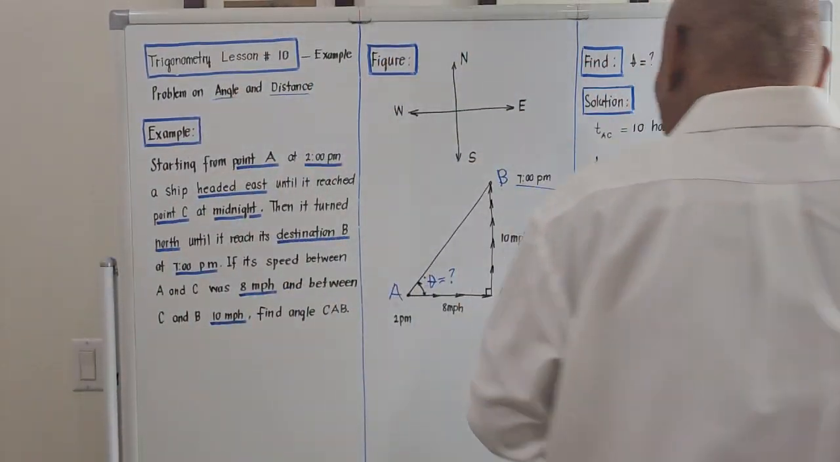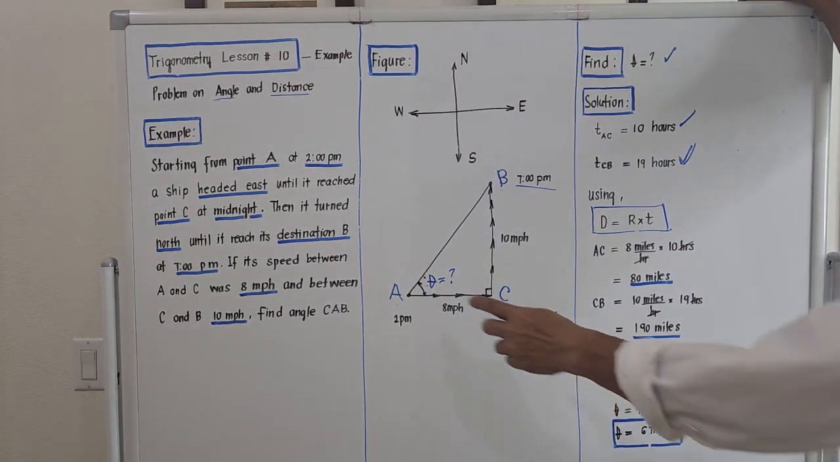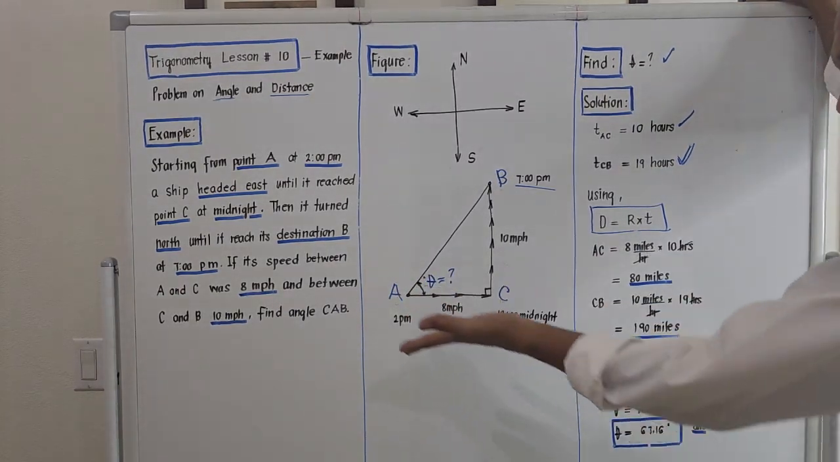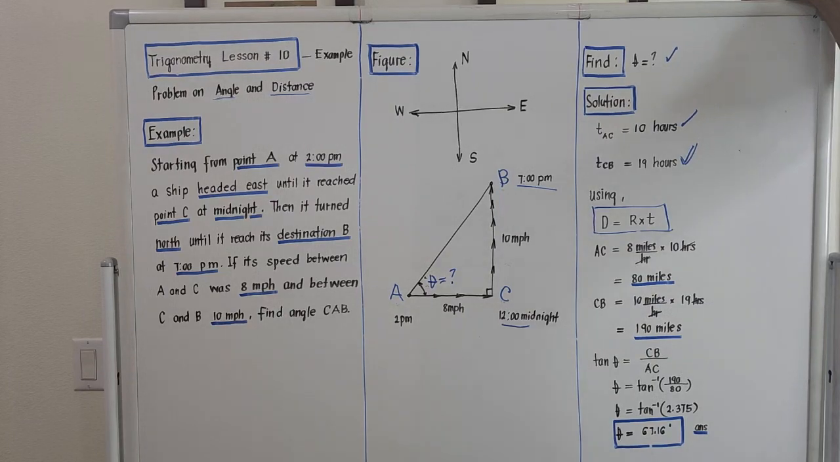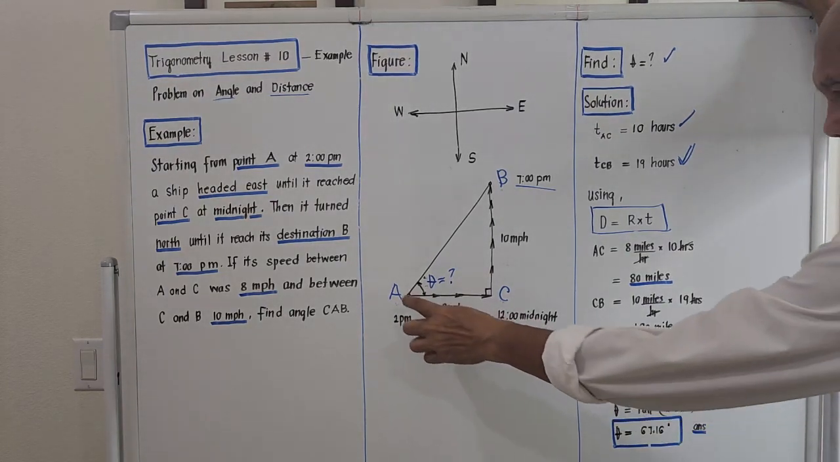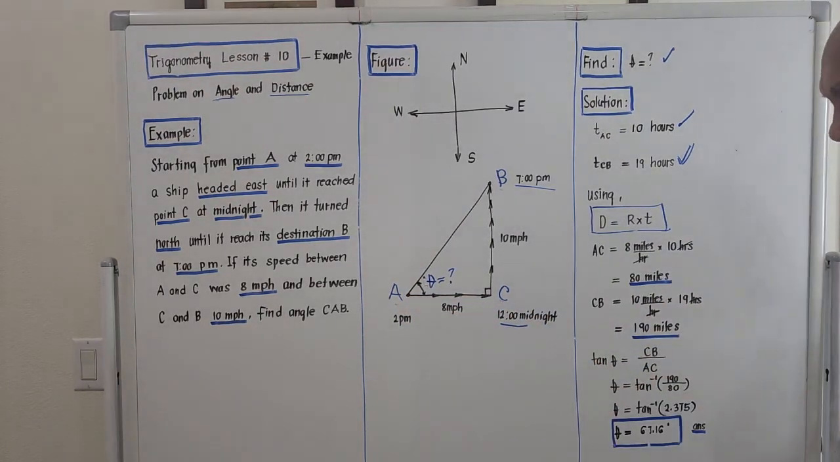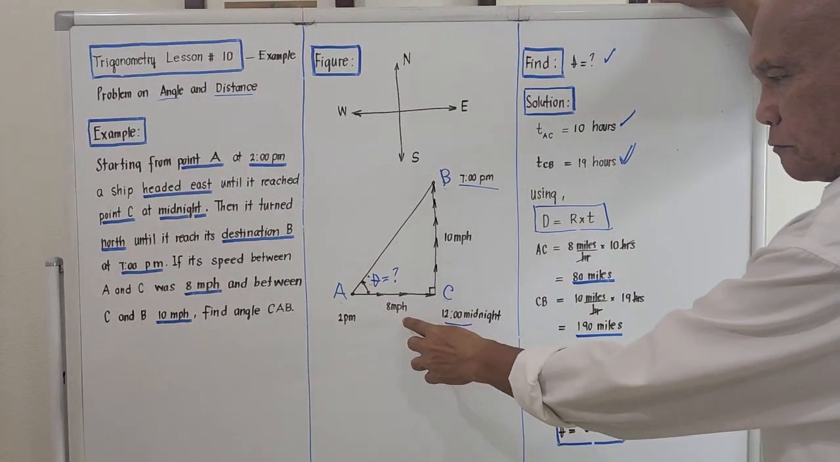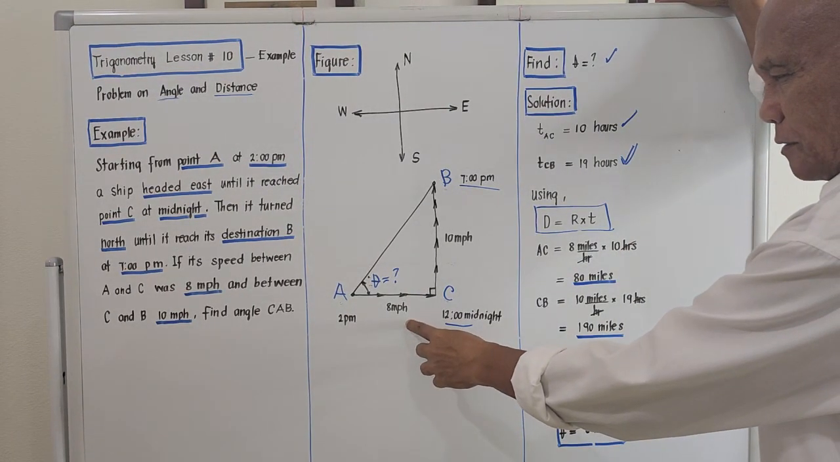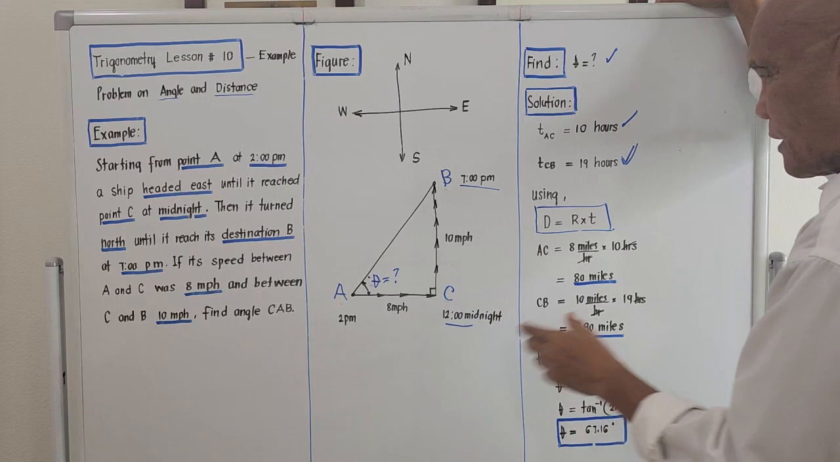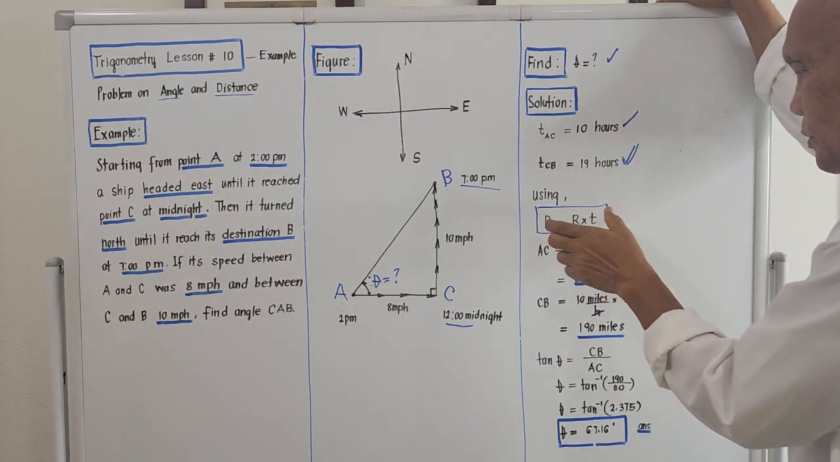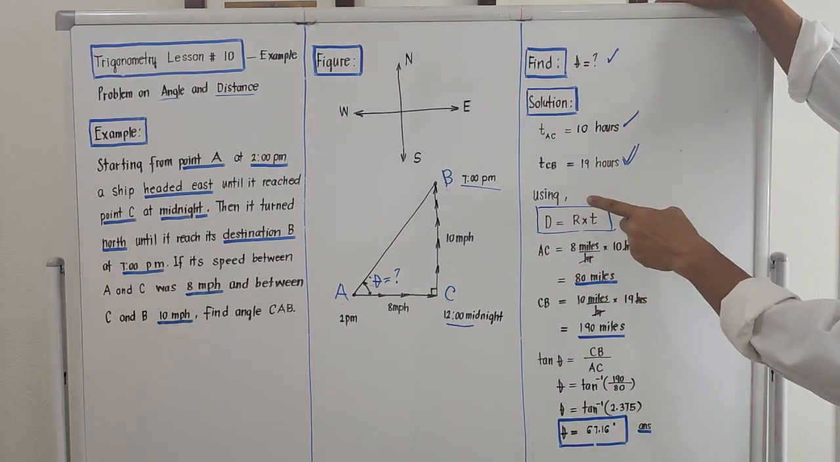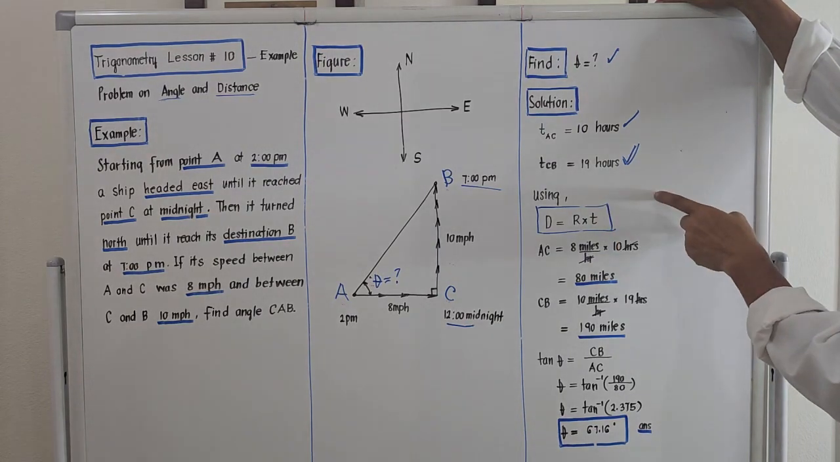If we try to compute the total distance traveled from A to C, we could compute that, right? Because the rate from A to C is 8 miles per hour, right? And the total time is actually 10 hours. So using the formula, distance is equal to rate times time, or velocity times time. It's the same.